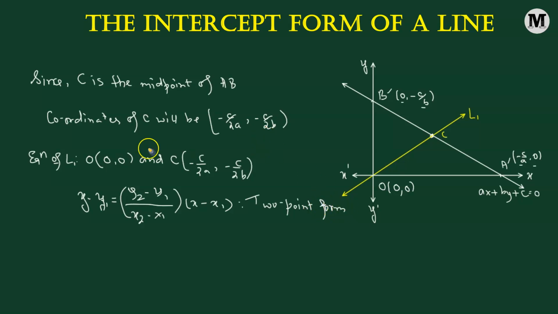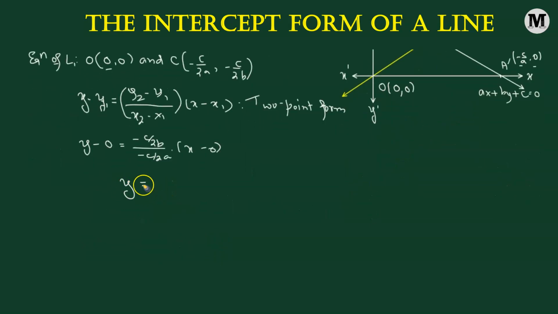So let's plug in our values. We'll assume the origin 0, 0 to coincide with x1, y1, and the coordinates of point C to coincide with x2, y2. That gives us y minus 0 equals negative c over 2b divided by negative c over 2a, whole multiplied by x minus 0. Further simplification gives y equals a over b multiplied by x, or we can say ax equals by. So thus ax equals by is the equation of L1.